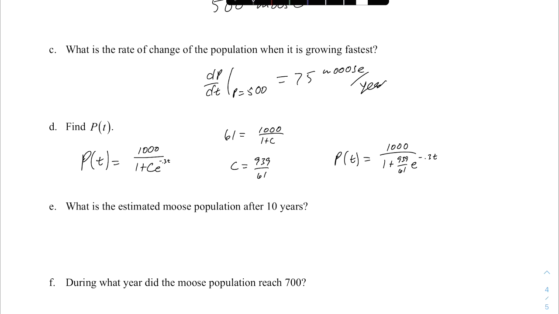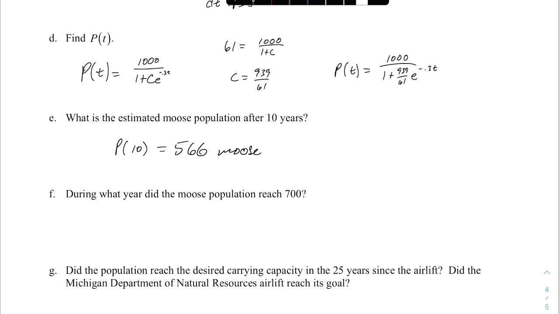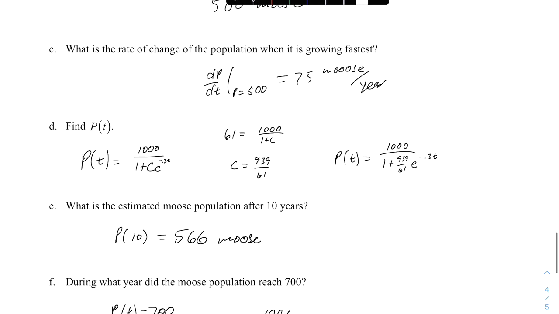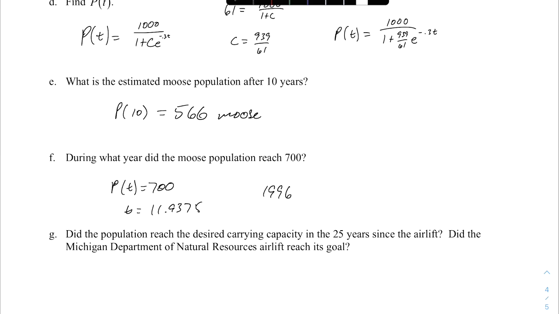All right, what is the estimated population after 10 years? So P of 10, you would have a calculator for this, but it's 566 moose. During what year did it reach 700? So you're just trying to find P of t equals 700. That will happen when t is 11.9375. So in 11 years, which is in 1996, after 1985. Right, and it happens in that year because the moose population grew incrementally throughout the year. It's not something that just like magically there's 50 more moose this year or something like that.